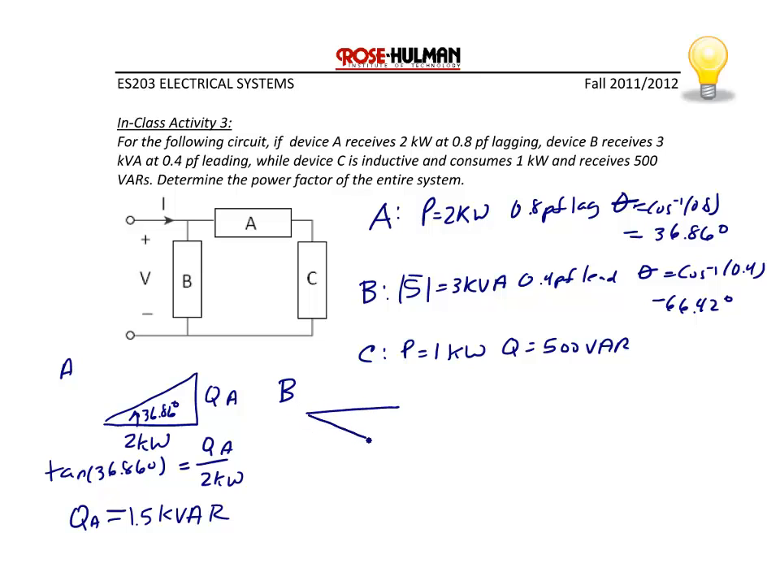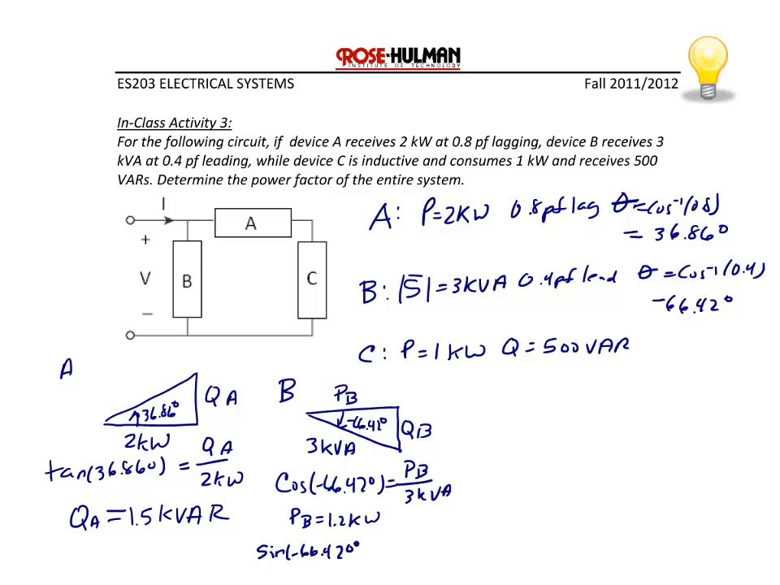Now let's do load B. So I'm looking for P and Q. So I'm going to label PB, QB, and I know that the apparent power, which is the hypotenuse, is 3 kVA, and that the angle is negative 66.42 degrees. So the relationship between PB and the apparent power is actually the cosine. So the cosine of negative 66.42 degrees is PB over 3 kVA. So PB is 1.2 kilowatts. The relationship between QB and the apparent power is the sine. So I would have the sine of negative 66.42 degrees, which is QB over 3 kVA. And from that, I get that QB is negative 2.75 kVAR.